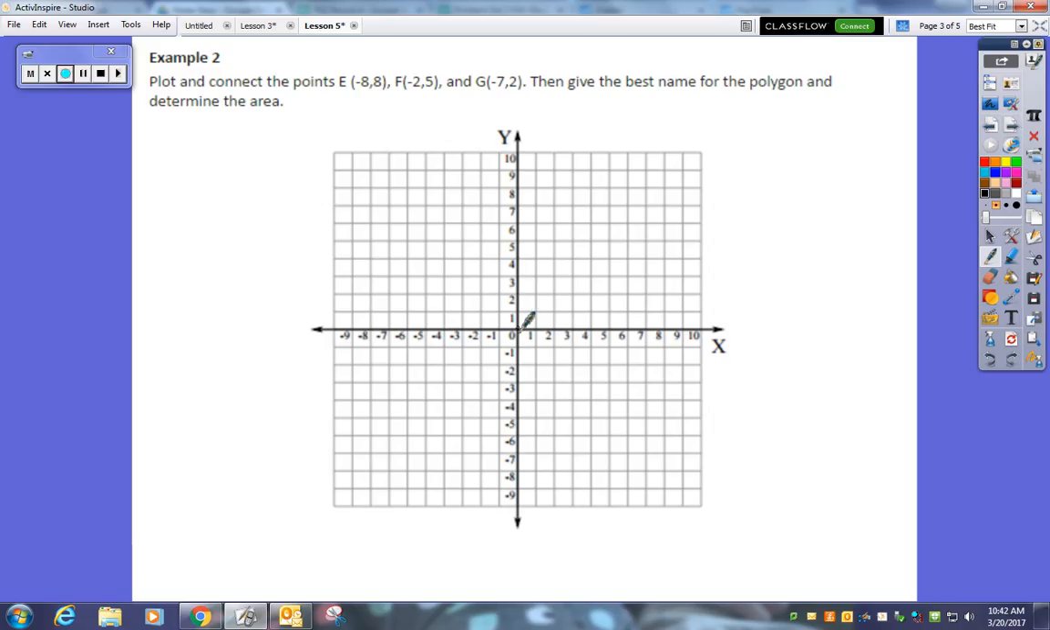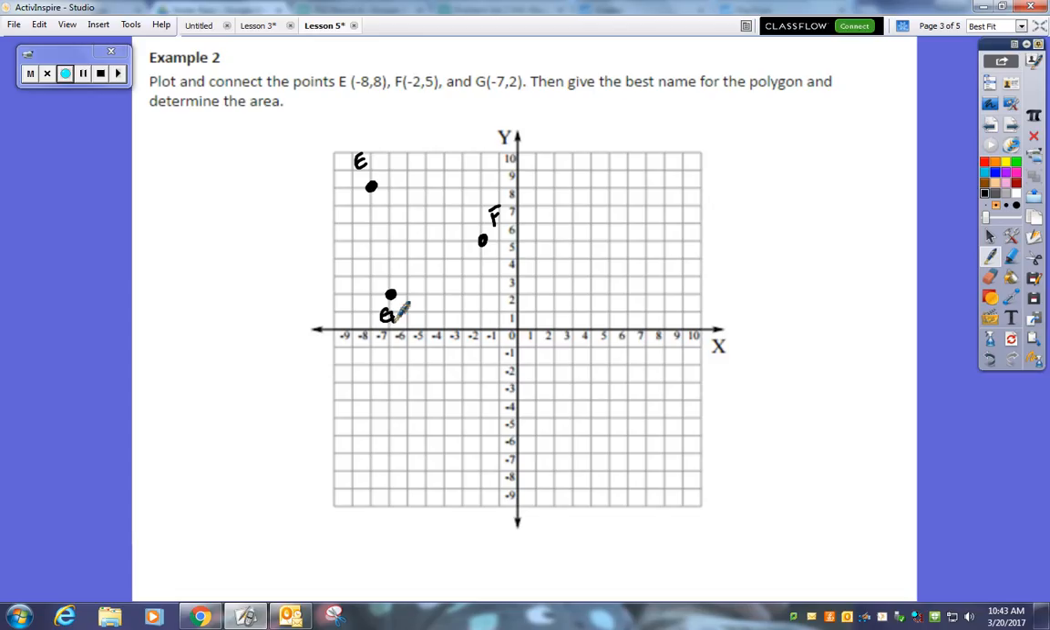So what we're going to do is start at the origin. We're going to move over to -8 and then up to +8. And there's E. The next one, F, is -2, 5. So over to -2, up to 5. And put F. And then the last one is negative 7, 2. So over to negative 7, up to 2, and that's point G.